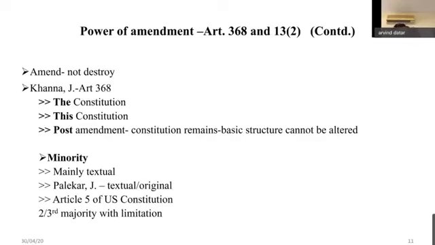There also you can amend the Constitution by a two-thirds majority in Congress. In Article 5 of the US Constitution, there is a limitation. You can't amend certain portions. So Justice Palekar asked the question, if our makers obviously had the US Constitution before them, why didn't they add that in our Constitution? So that shows that they wanted to keep an unlimited power of amendment. Now, this is how the Kesavananda Bharati case took place.